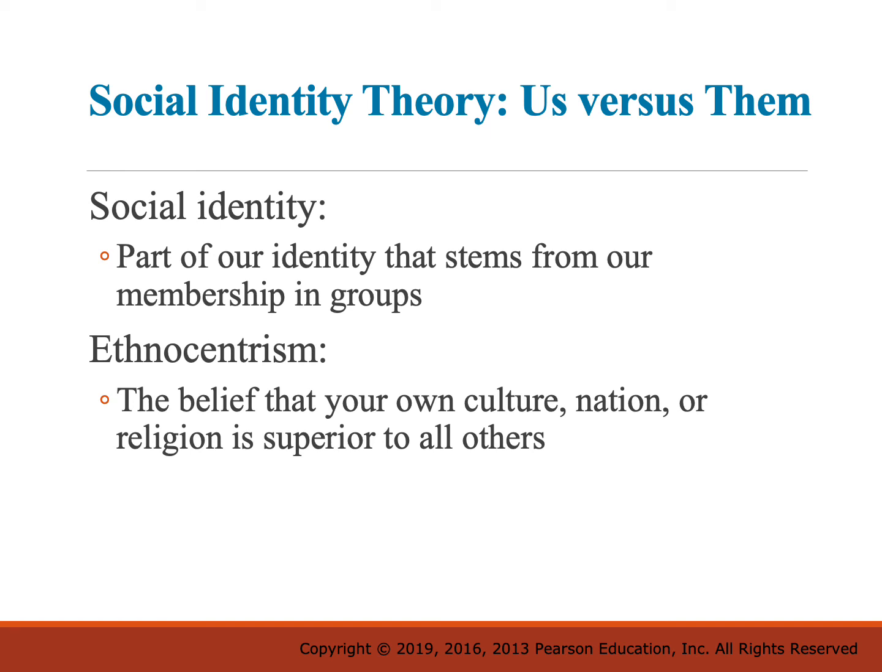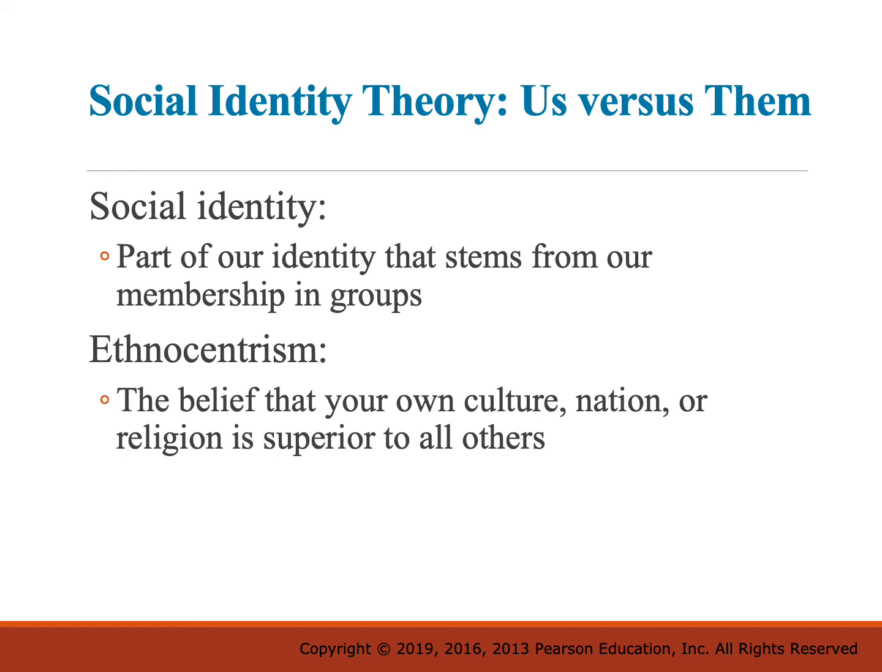This theory says that when you're a member of a group, you take on an us versus them mentality, and you believe that your own group or culture or nation or religion is superior to all others. So an example of this would be ethnocentrism. Ethnocentrism is when you go to Europe and you feel superior as an American, and you say, yeah, I'm an American and our ways of doing things are better. So that's being ethnocentric. Okay, so this is social identity theory, this approach to understanding prejudice, okay?